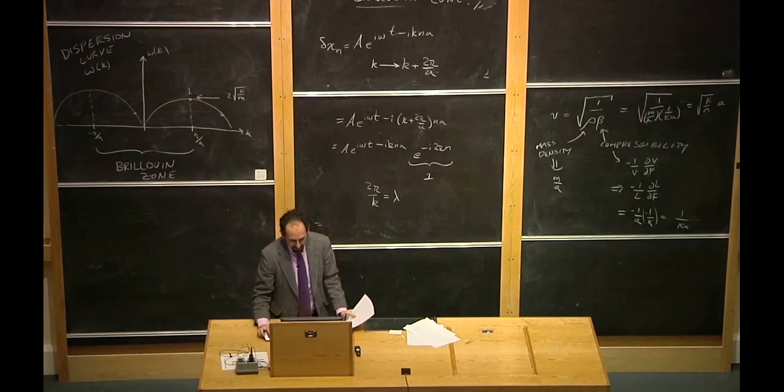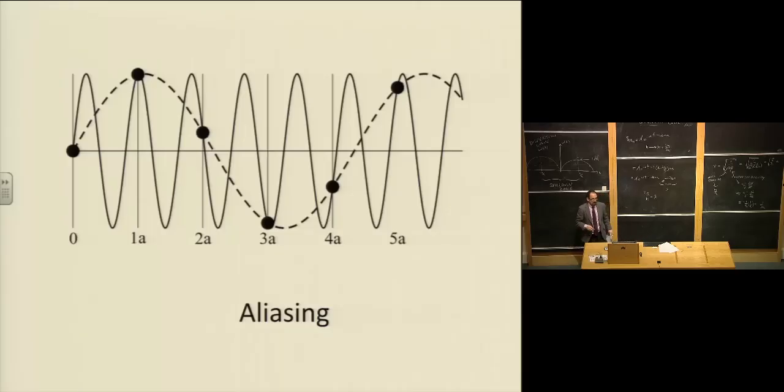Well, the way to understand that is from this picture here. So delta x, dx here, is plotted on the vertical axis, just to make it more clear. I've plotted two waves here. One of them, the dashed line, is at k, and the solid line is at k plus 2 pi over a. The two curves agree at the position of the masses.